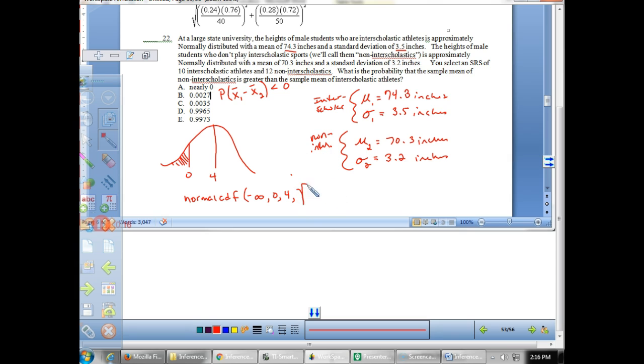So I need the standard deviation, but first I have to find the variances. So I'm going to have 3.5 divided by the square root of n, and of course I'm going to square that, plus I'm going to have 3.2 divided by the square root of n, and let me put these in place. So my interscholastic had 10. So here n sub 1 is 10, n sub 2 is 12. So I get a 10 here, and I get a 12 there.